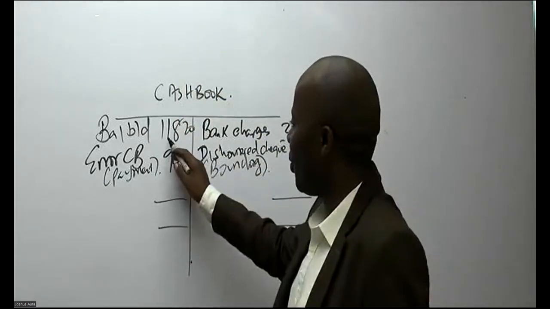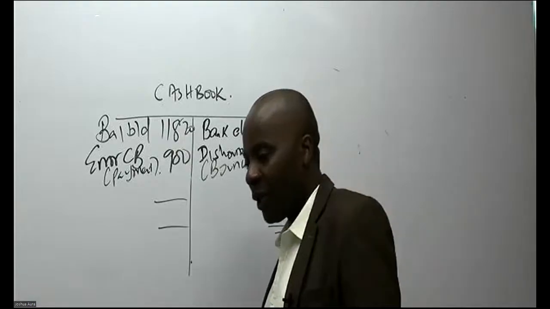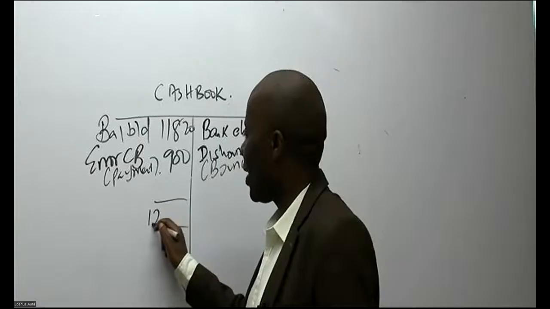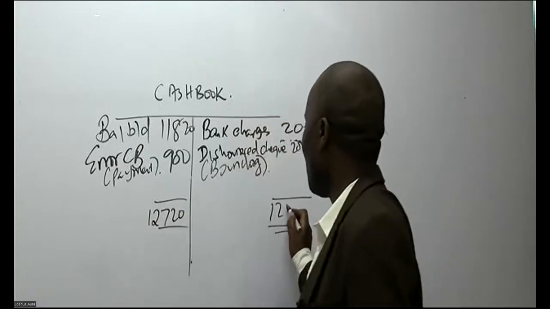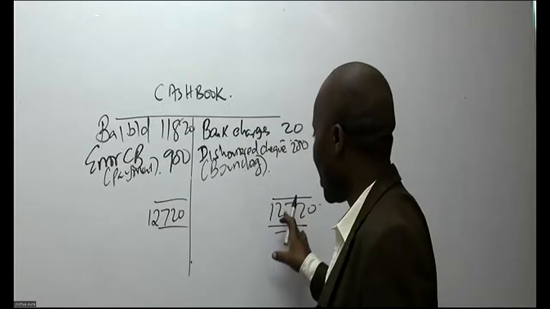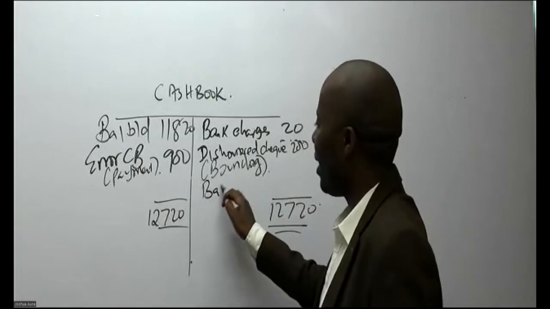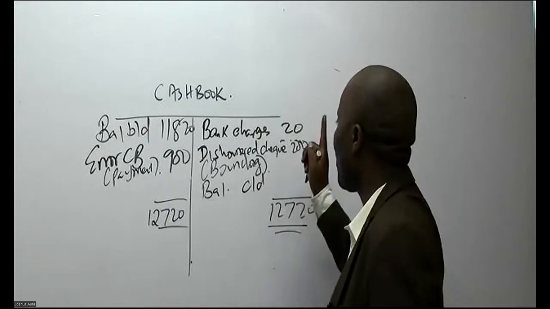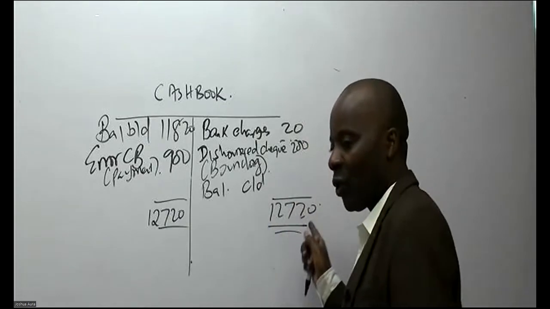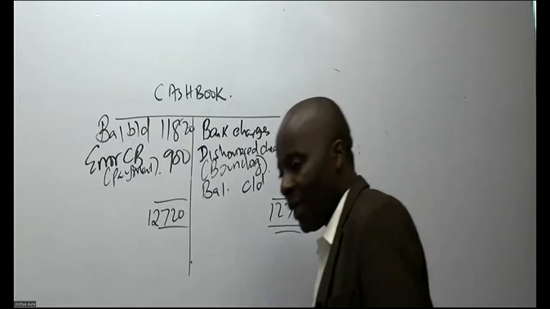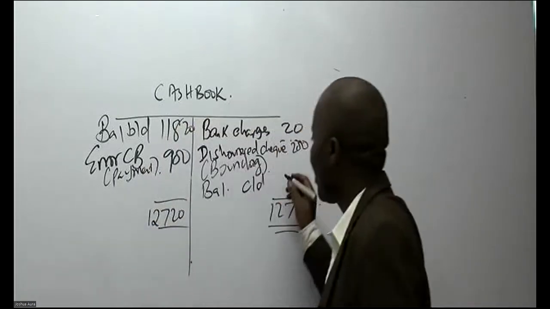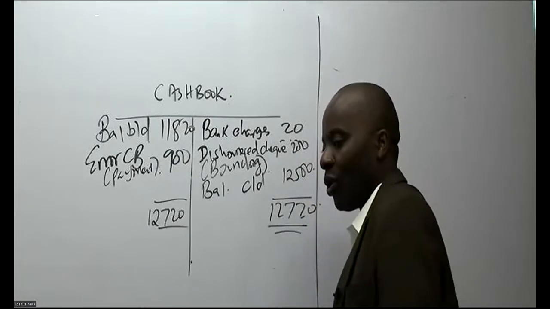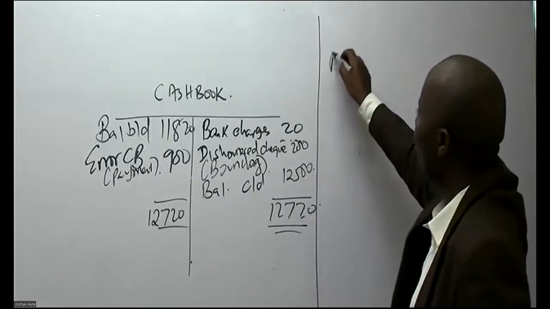Must be this side. So you take 11,820 plus 900. What are we getting? 12,720. So this has to be 12,720. Now, if this side is heavier, it means the balancing figure will become here. So the balance carried down will be 12,720 minus 200 minus 20, which gives me how much? 12,500. Ladies and gentlemen, after that, now go ahead and give us what we call a bank reconciliation statement.